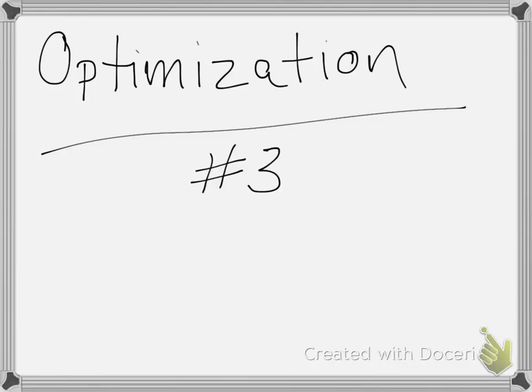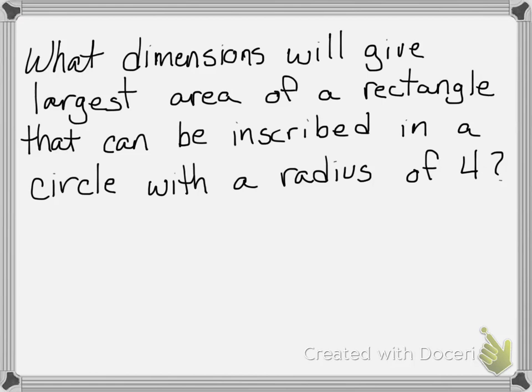This video is going over optimization, and I'll be covering the third example that we had on our review sheet. It said, what dimensions will give the largest area of a rectangle that can be inscribed in a circle with a radius of 4? Okay, so it's asking how big of a rectangle can we put inside of the circle. Basically, that's what inscribed means.